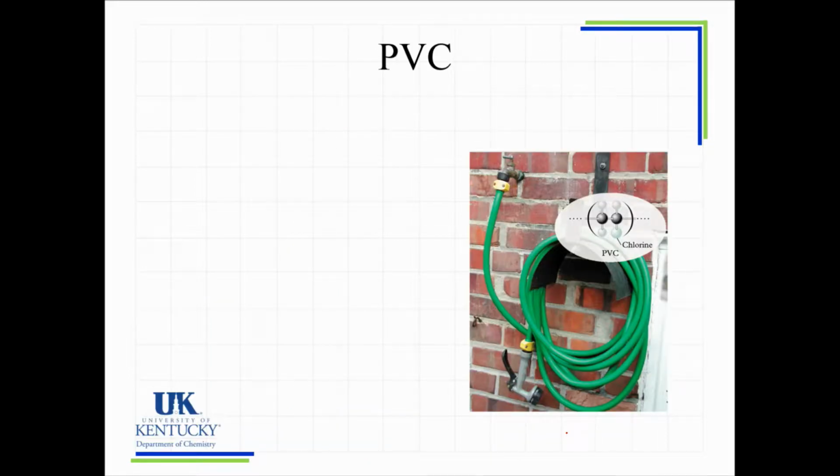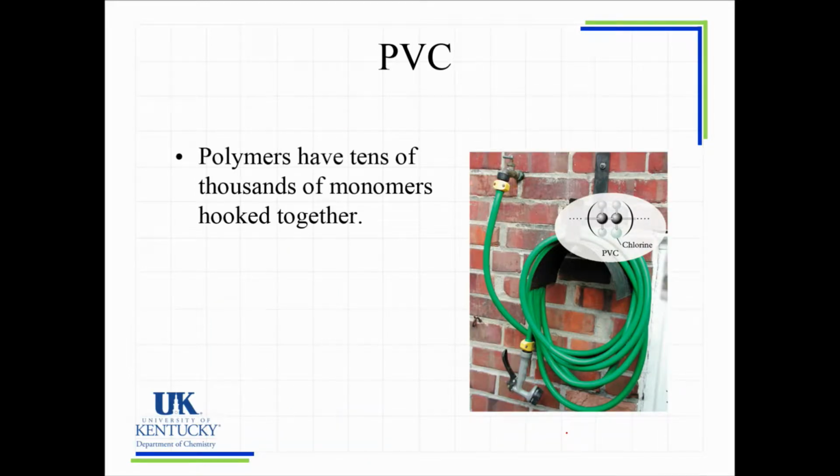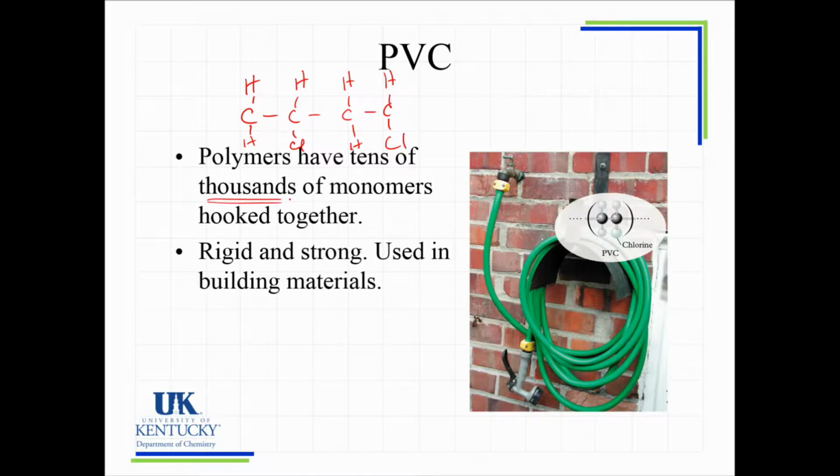So here's some information about PVC. The polymer itself is going to have tens of thousands of these monomers linked together. We have one monomer that looks like this, with 3 hydrogens and a chlorine, and then that gets linked to another one with 3 hydrogens and a chlorine. But this is going to go off in that length for many, many thousands hooked together.